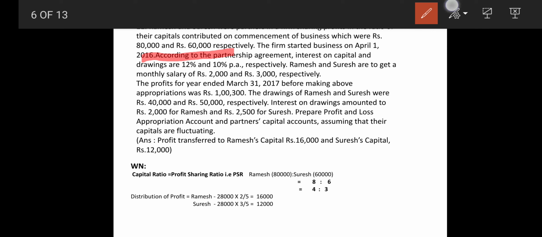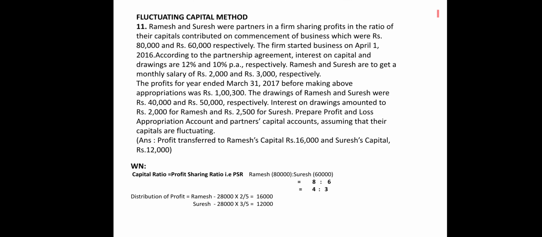Now the firm started business on 1st April 2016, and according to the partnership agreement, interest on capital and drawings is 12% and 10% per annum respectively. Ramesh and Suresh are to get a monthly salary of rupees 2,000 and 3,000 respectively. The profit for the year ended on 31st March is 1,300,000.